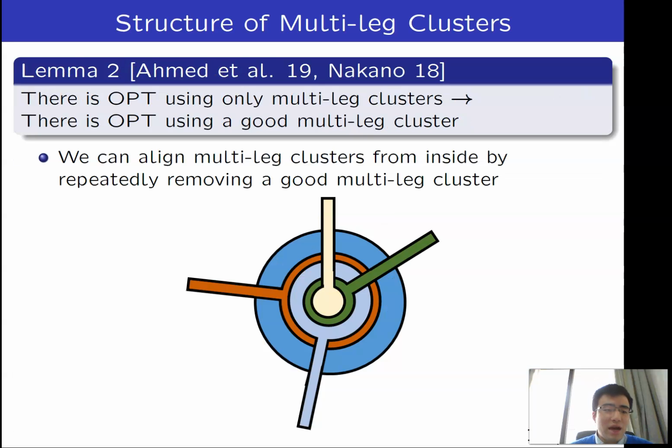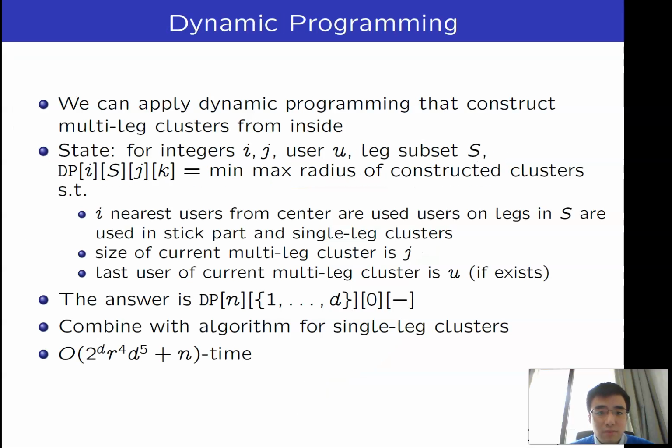By repeatedly applying this observation, we can align the multi-leg clusters from inside to outside. That is, take a good multi-leg cluster and remove it, and apply this repeatedly, and we get another good multi-leg cluster, and so on. This observation leads us to a dynamic programming algorithm.